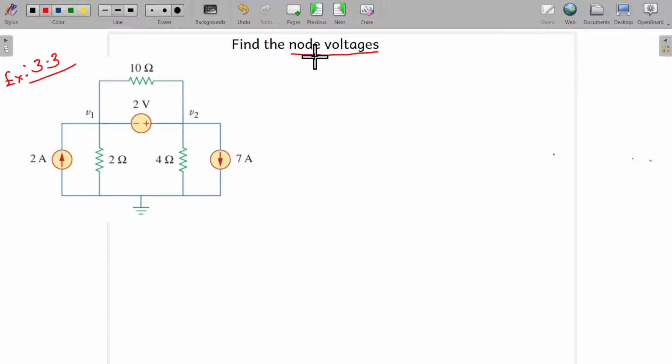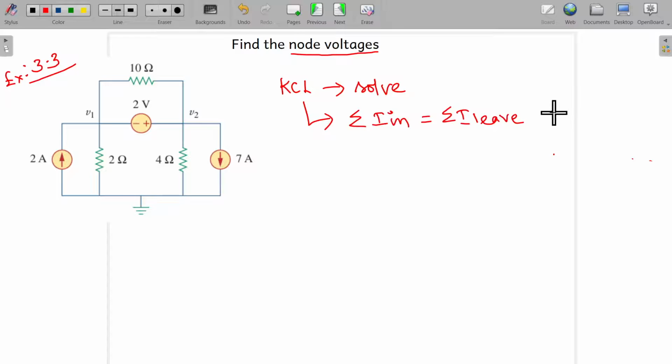Whenever you come across this term node voltage, we should know we must apply KCL to solve this particular circuit. What is KCL? KCL is Kirchhoff's current law. It states that the summation of the incoming current is equal to the summation of the leaving current in a particular node.